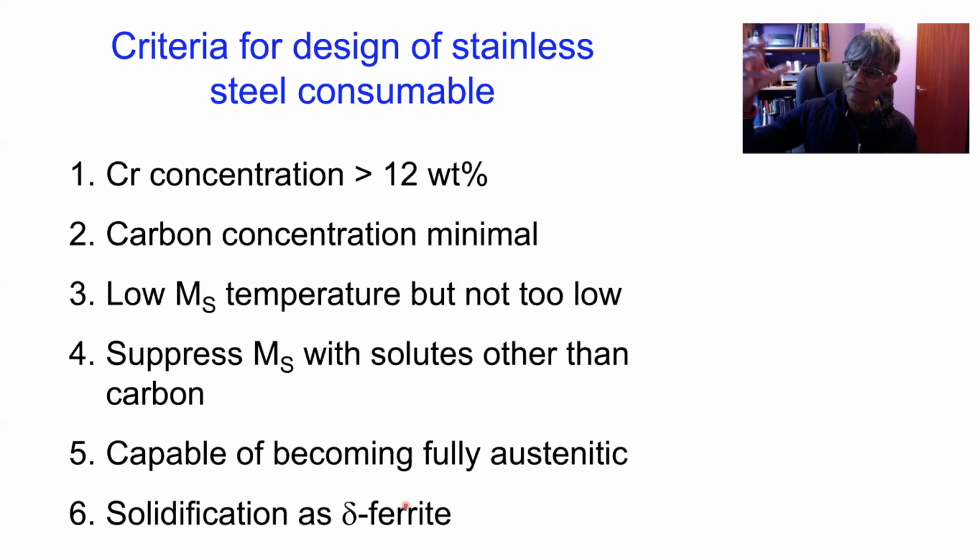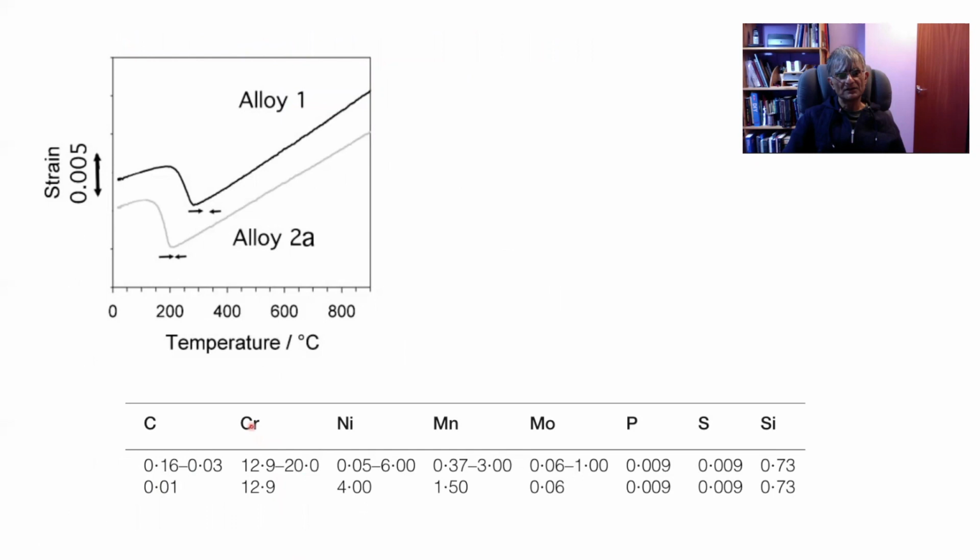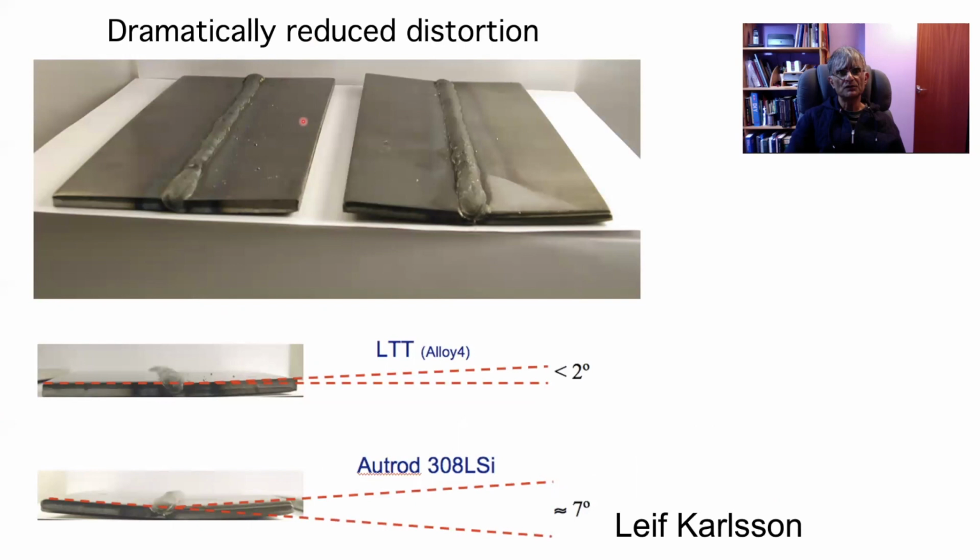Okay. So bearing in mind all of these conditions and also the mechanical properties, these stainless steels were designed as welding alloys with virtually no carbon concentration here. And indeed, the transformation temperature is suppressed. And these are actual welded samples. This is the control material. And you can see there's quite a lot of distortion. Now, distortion is a reflection of residual stress.